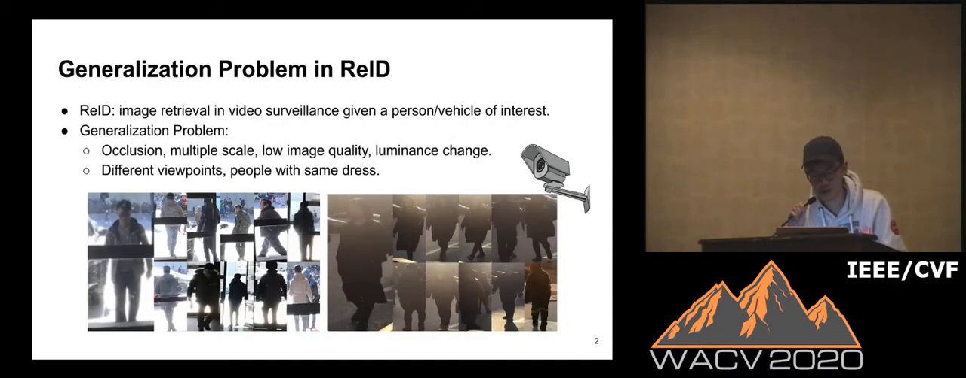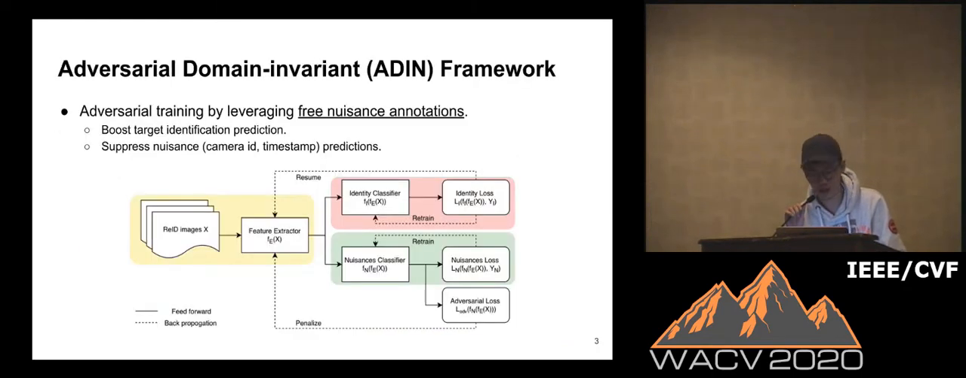Person re-identification is to re-identify a particular subject as the same subject on a previous occasion. The challenge of person re-identification is the generalization problem to unseen occlusion, multiple scales, low image quality, and luminance change. For example, re-identifying people who wear the same dress captured by different camera viewpoints is very challenging. In this work, we focus on false positive retrieval of objects under the same camera or at the same time step.